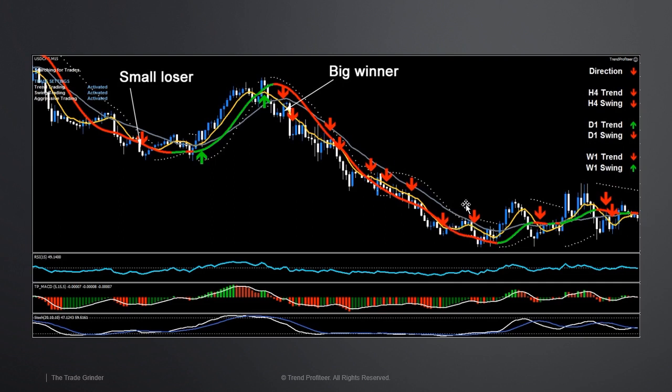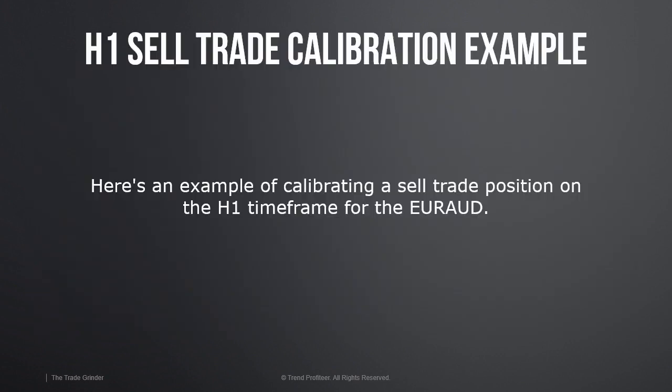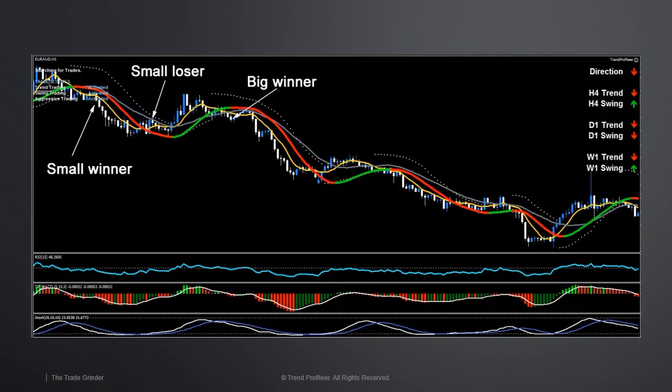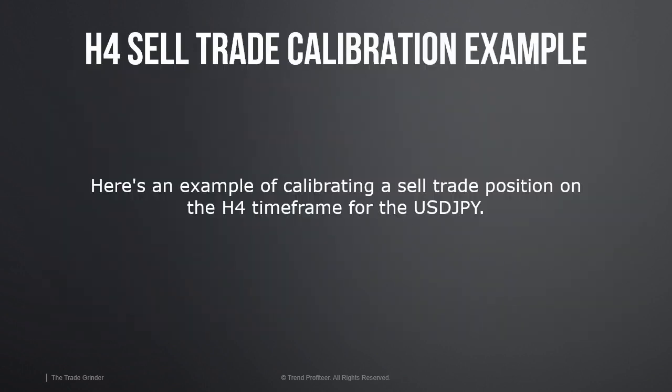And you could have caught these swings as well, just like we've gone through in another lesson with Trend Profiteer. But again, the point is small loser, big winner. You've got to hang out for those big winners. Here's an example of calibrating a sell trade on the 1 hour on the Euro Aussie. And again, you can see a small winner here, small loser, and then a big winner. Okay, this just occurs all the time.